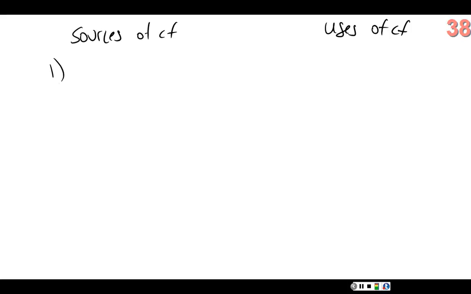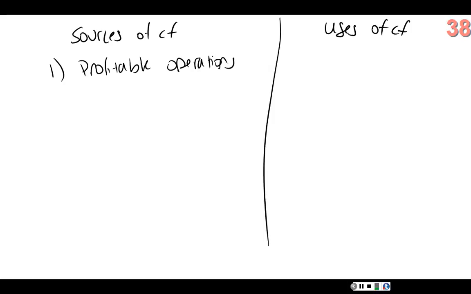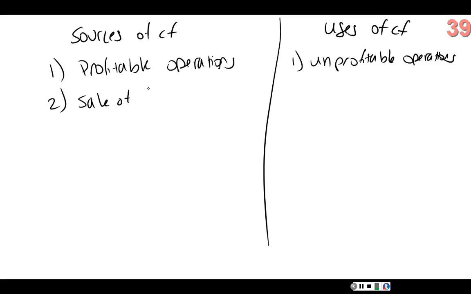These fall under three separate activities. Our first is profitable operations. So the main way that we receive cash flow is to have a profitable business. The opposite of that is unprofitable business. The second is the sale of long-term assets. The opposite, a use of cash flow, would be the purchase of long-term assets.